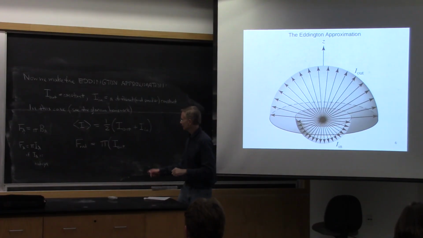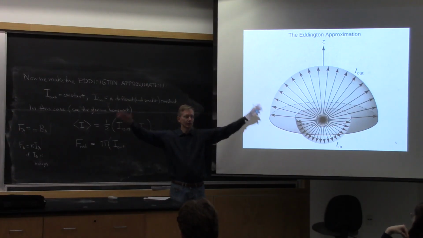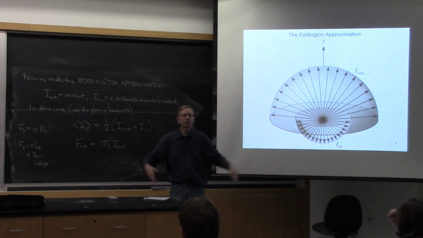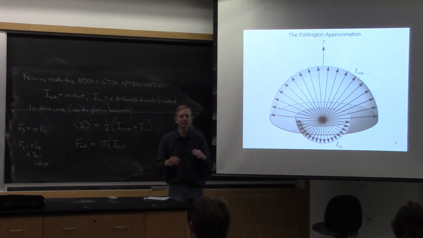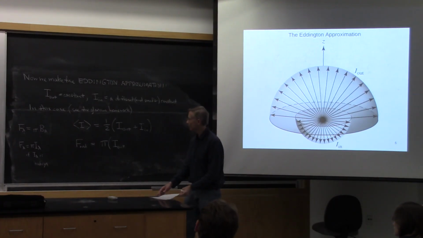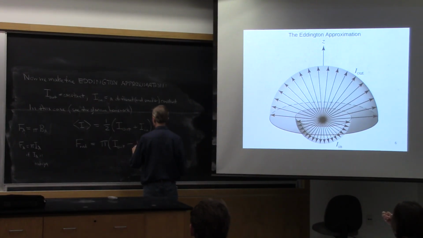So should it be I out plus I in or I out minus I in here? It's the net flux. It's going to be minus, because pi I out is how much there is of outward flux, and pi I in is how much there is of inward flux. The difference between them is the net flux in the outward direction. So it will be, in fact, pi times (I out minus I in).